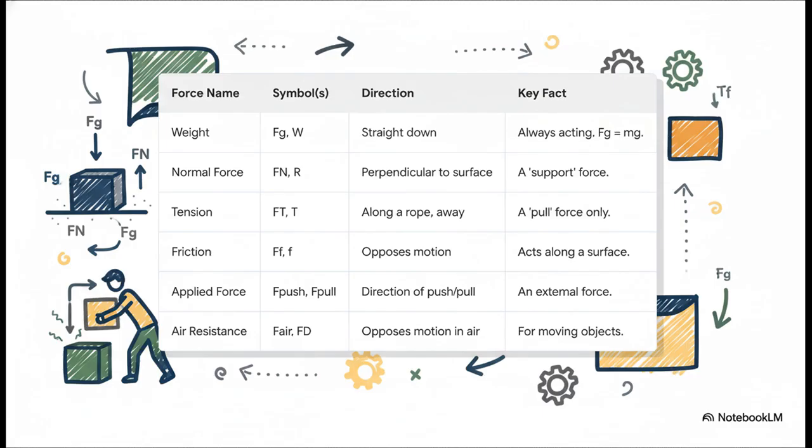First up, you've got weight, or Fg. It always acts straight down, always. Then you've got the normal force, which is a support force from a surface, and it's always perpendicular to that surface. We've also got tension, which is the pull from a rope, and friction, the force that always fights against motion. An applied force is just any old push or pull. And finally, air resistance, which acts opposite to motion through the air. Knowing this cast is absolutely critical.